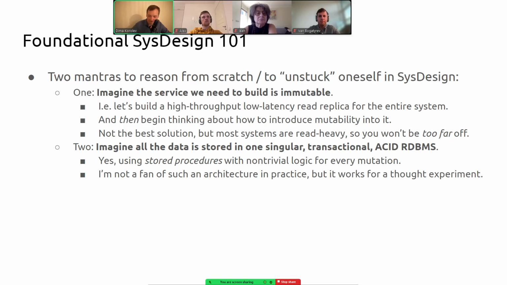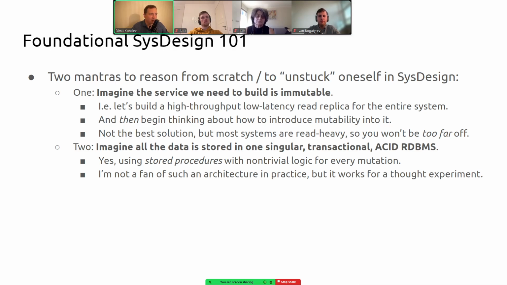Now, if you want to design a system that is properly designed, and you don't know how to start, that's a common thing I hear from people. Hey, I have this blank sheet of paper, paralysis. I have no idea what to do first. Over time, I've coined two mantras, two tricks to unstick yourself. One is that if you don't know how to start, imagine you need to build a system that is not changing its state, so it's immutable.